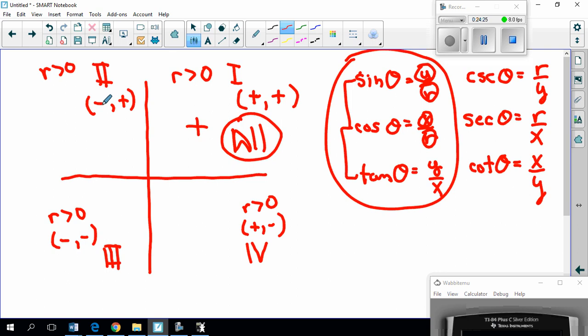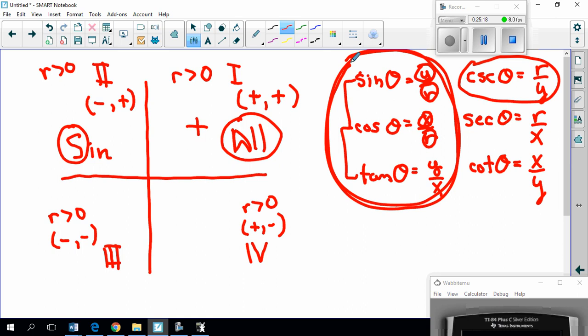Now, in the second quadrant, it turns out that sine, once again, is y over r. Positive over positive is positive. No, sine is positive over positive, therefore sine is positive. But the other 2 are negative. Because cosine, x is negative over positive is negative, and positive over negative is negative. So you know what? Just sine is positive. But if sine is positive, that means cosecant's positive. And the other two are negative. Once again, let's keep the focus here.